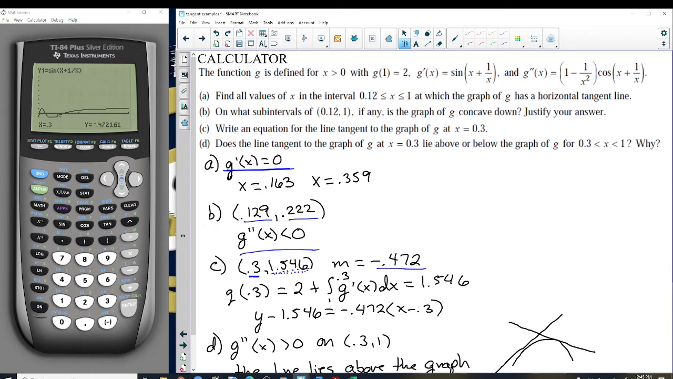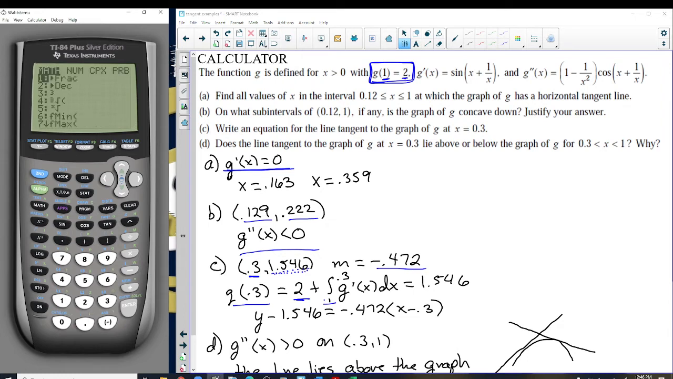And the y coordinate, g of 0.3, is going to be 2 plus, I go from 1 to 0.3, because that's this initial value right here that we're using. So starting at 1, the value is 2. So there's the 2 starting at 1. 1 to 0.3 of g prime of x.